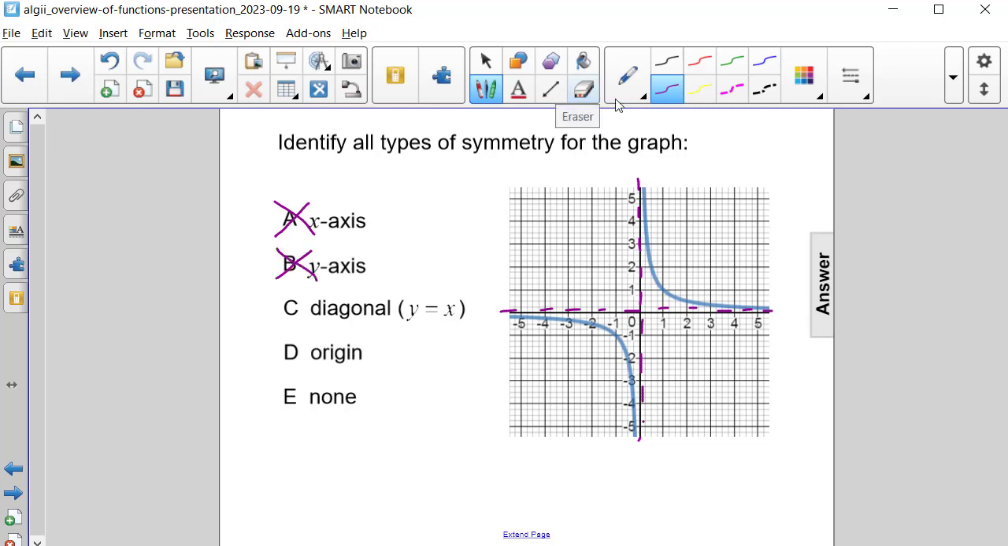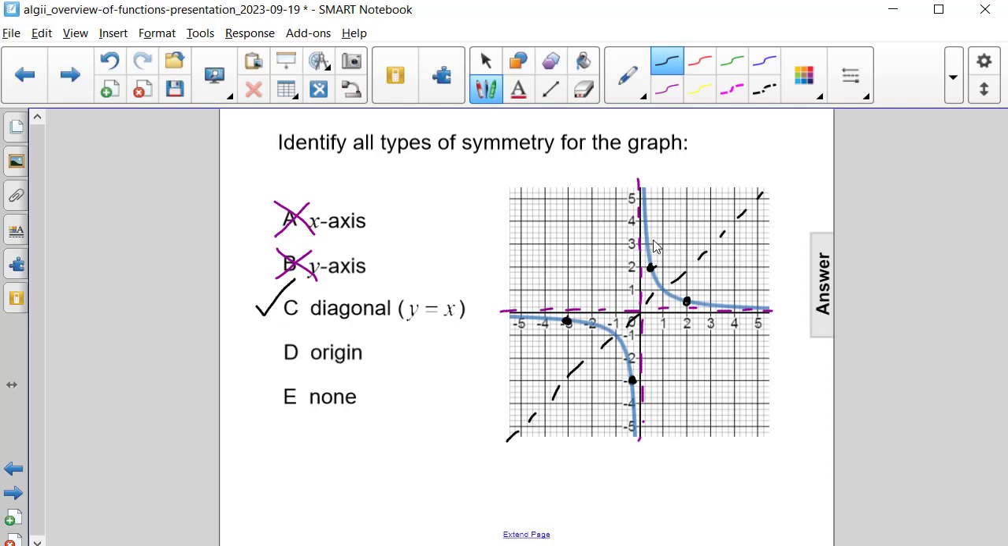Is it diagonally symmetrical about the line y equals x? Well, let's actually draw that in. This symmetry definitely does show, because if we were to reflect this graph across the line y equals x, this (1/2, 2) corresponds to (2, 1/2). Similarly, (-3, -1/3) would correspond with (-1/3, -3). So this one definitely works out.